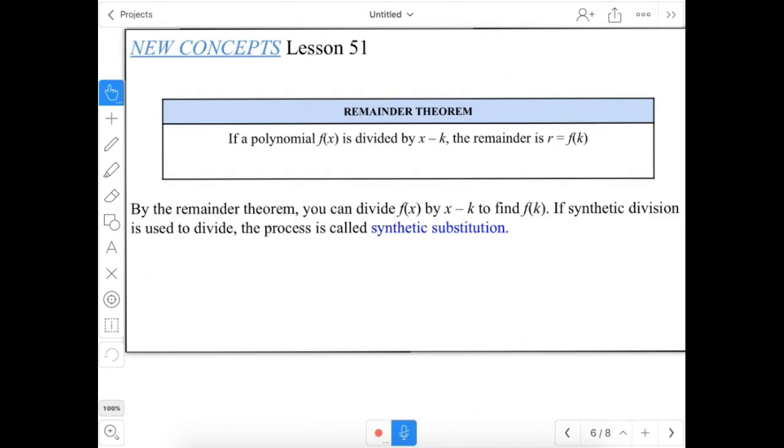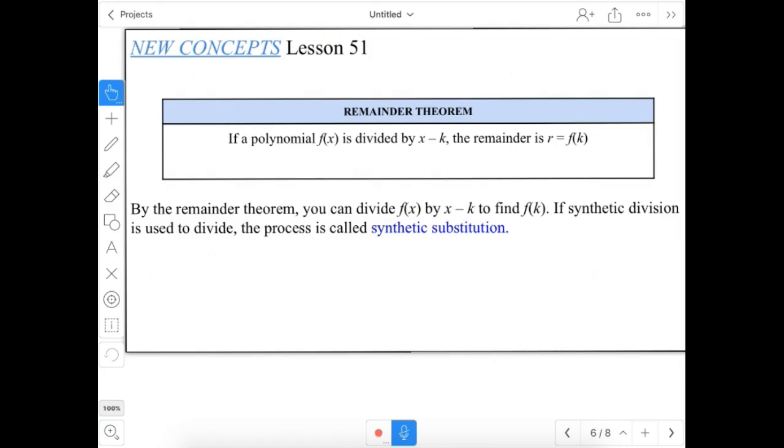The next little piece here is the remainder theorem. So if a polynomial f of x is divided by x minus k using synthetic division, the remainder is r equals f of k. What that means, by the remainder theorem, is you can divide f of x by x minus k to find f of k. If synthetic division is used to divide, this process is called synthetic substitution.